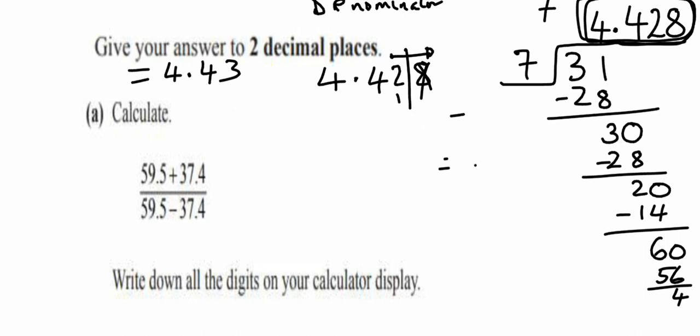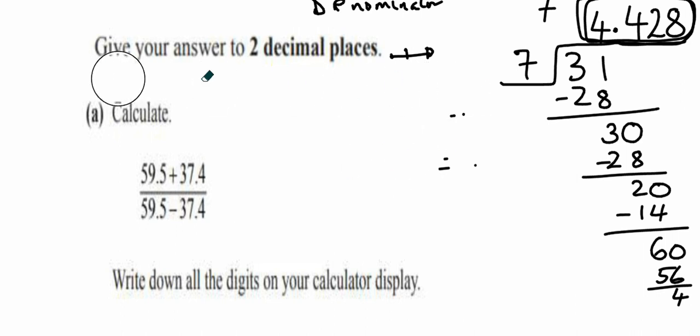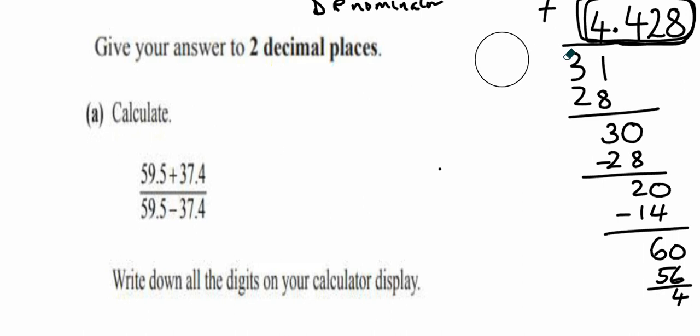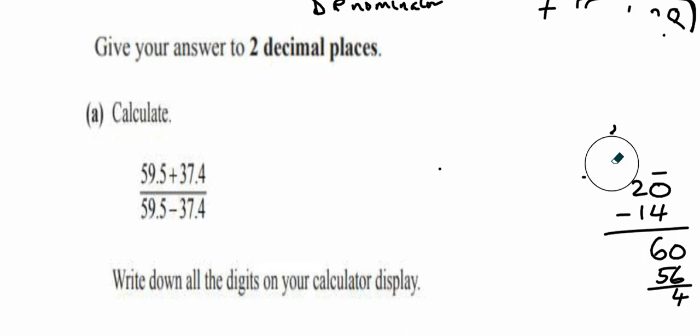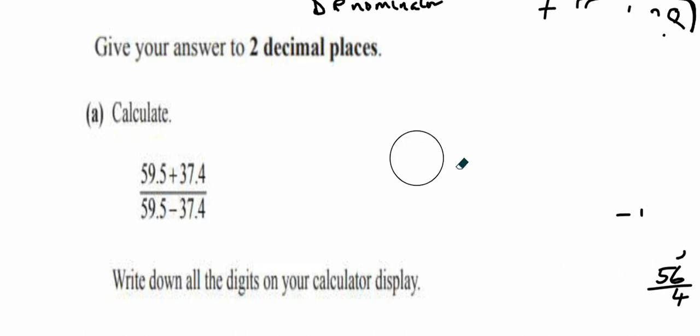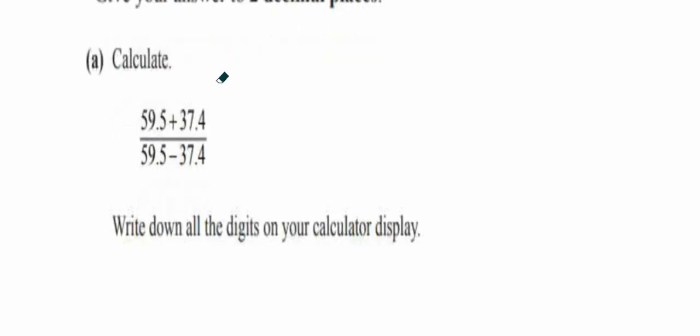The question says calculate 59.5 plus 37.4, then divide by 59.5 minus 37.4. Write down all the digits on your calculator. So that means with this instruction, write down all the digits on your calculator. That means we are supposed to use a calculator.